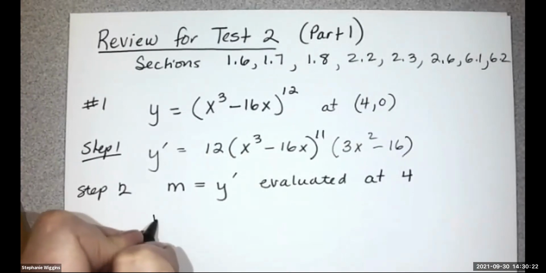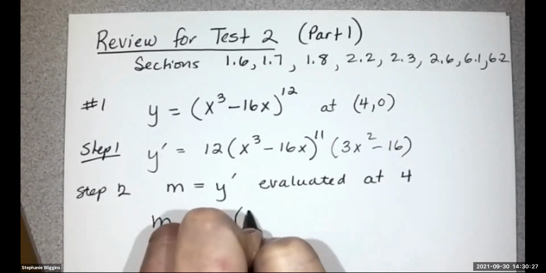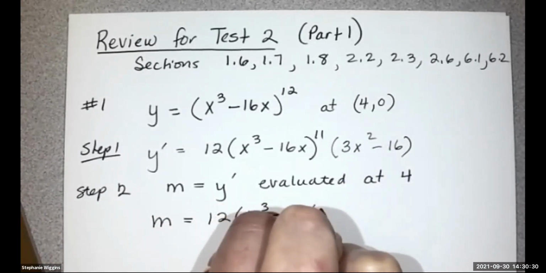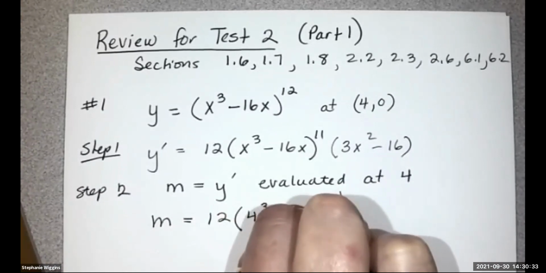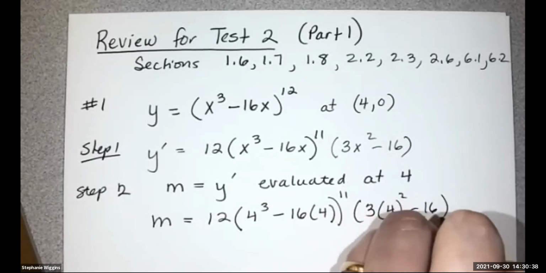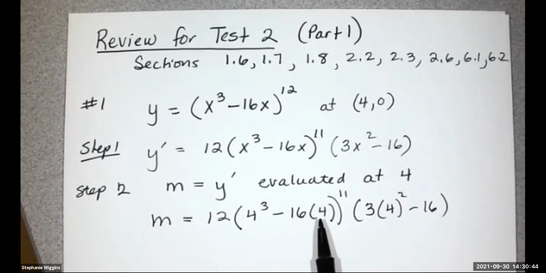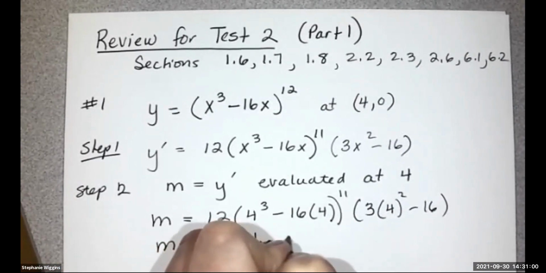And that will give me that my slope of my tangent at this point is 12 times the quantity 4 cubed minus 16 times 4, raised to the power of 11, times 3 times 4 squared minus 16. You'll notice this is 4 cubed, and 16 times 4 also is 4 cubed. So we have 64 minus 64. That gives me 0, and 0 to the 11th power is still 0. Anything multiplied by 0 is just 0. So that's my slope, and when you have 0 as your slope, that is a horizontal line.